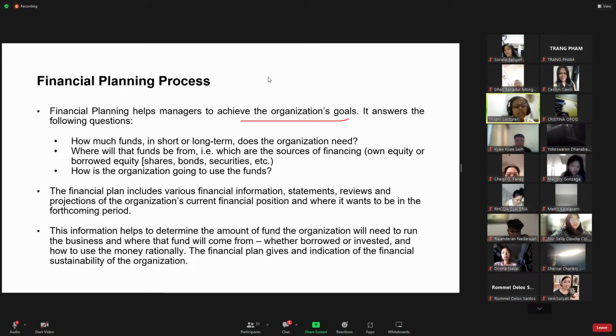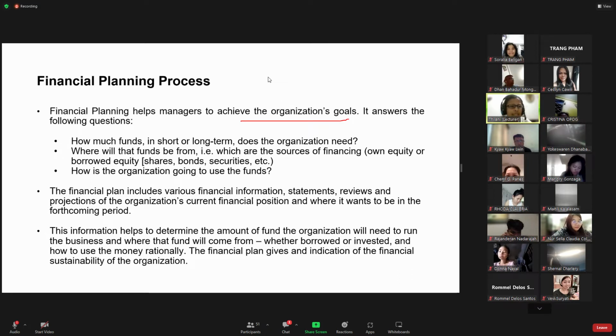Where will the funds be from? How are you going to get them? How are you going to source these finances? And how is the organization going to use these funds? Right? So these key questions will help the manager in allocating the finances properly. Basically understanding how much they're going to require, how they are going to get it, and how they are going to disperse it, how they are going to use it, right?